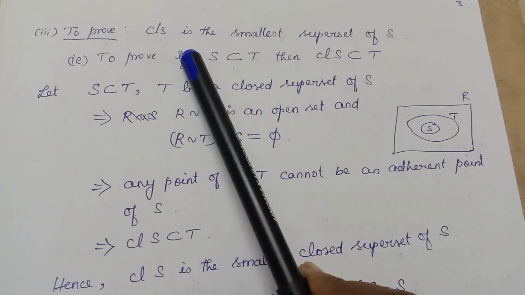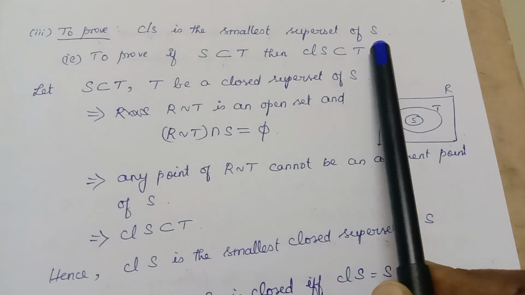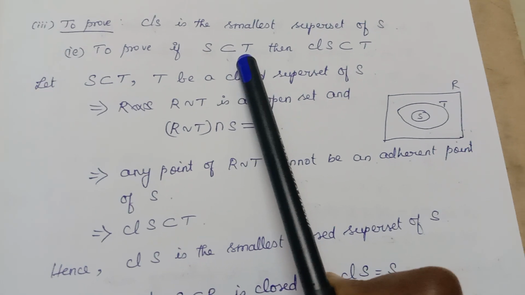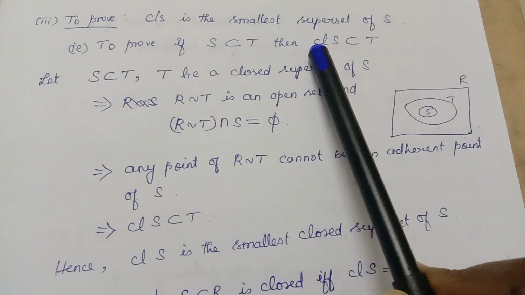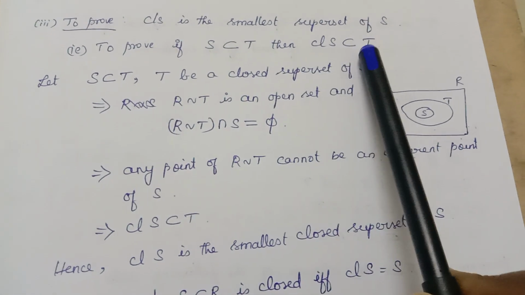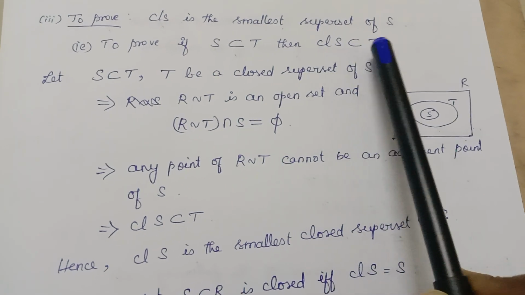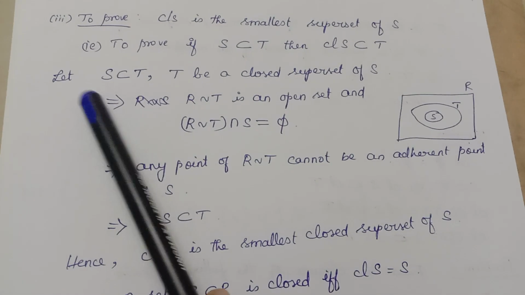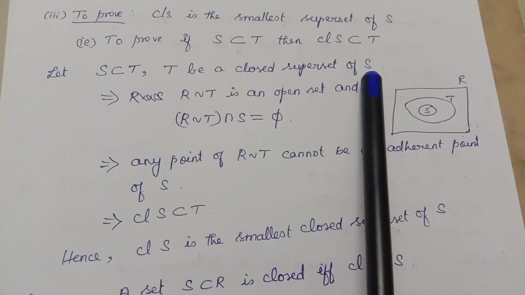Next I have to prove it is the smallest superset for S. That means if S is contained in some other set T, I have to prove closure of S is contained in T. That means this is the smallest superset. So any other superset you take, closure of S will be a subset of that set. This is what I have to prove. So now you see, let me take S contained in T, T be a closed superset of S.